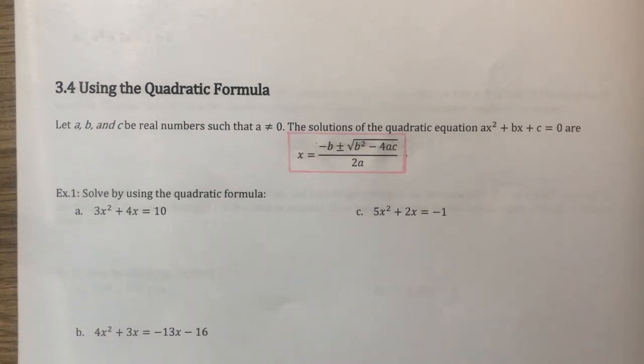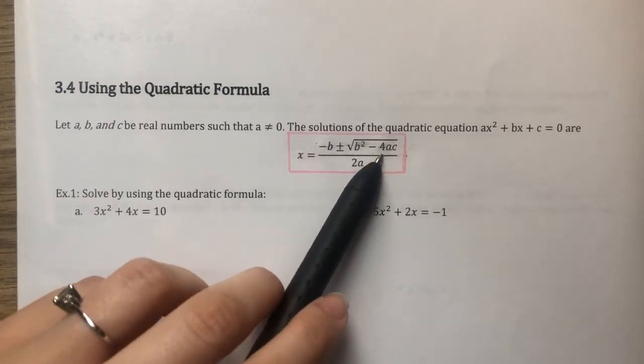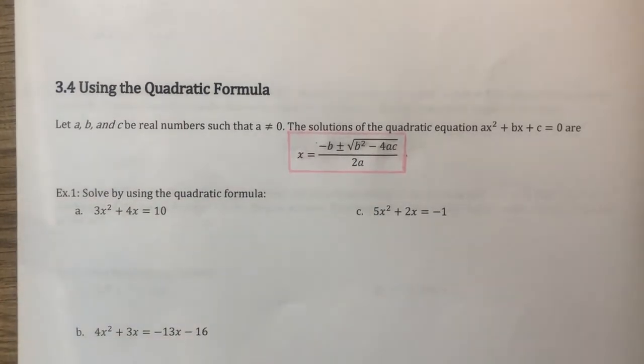So 3.4 is using the quadratic formula. Remember the quadratic formula from Algebra 1, you probably learned it like the Pop Goes the Weasel song. It's x equals negative b plus or minus the square root of b squared minus 4ac, all over 2a.